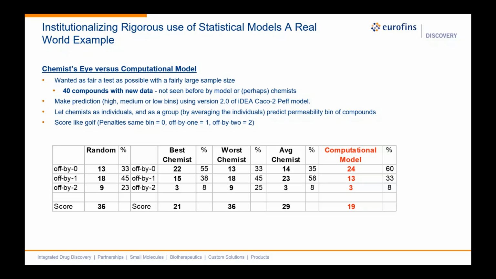what dawned on us is that what the computational model did is it raised the performance of the worst chemist and the average chemist in the ability to predict permeability up to being better than the best chemist, leaving that person to focus their time on other areas of the project that they could be working on. So essentially standardizing how they could approach predicting the permeability properties in that way.